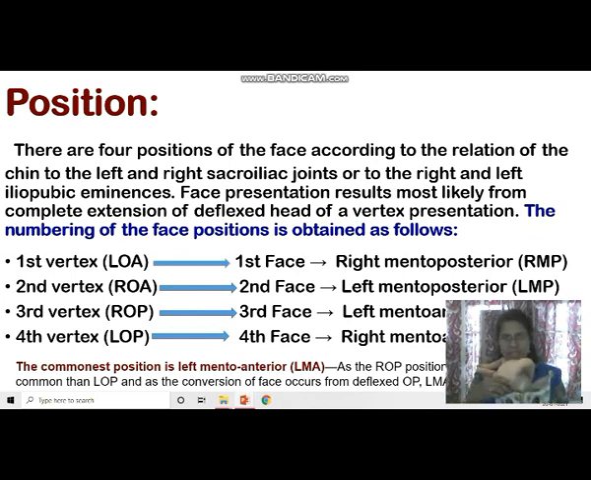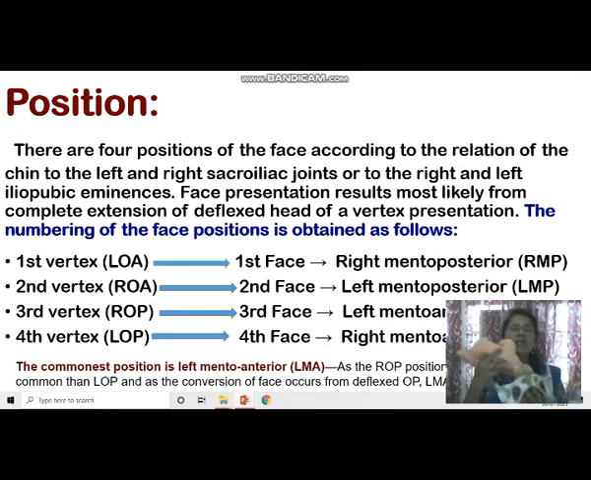The occiput touches the right occipital anterior position. But when there is extension, what will happen? When it is extended, the chin touches the left sacroiliac joint. You can see from this, left sacroiliac joint. So that will become left mento posterior.